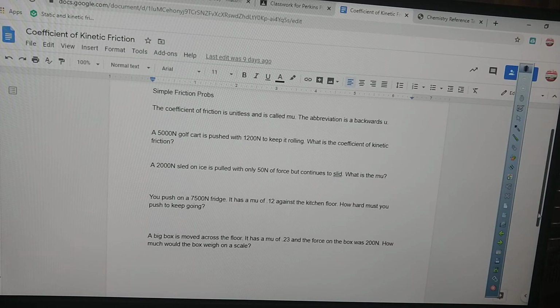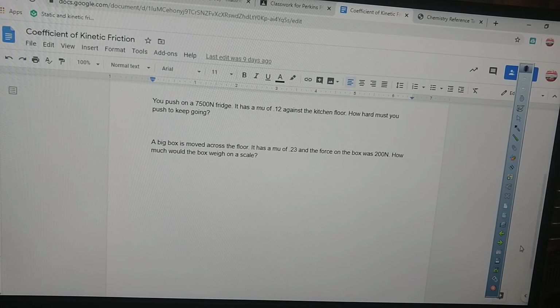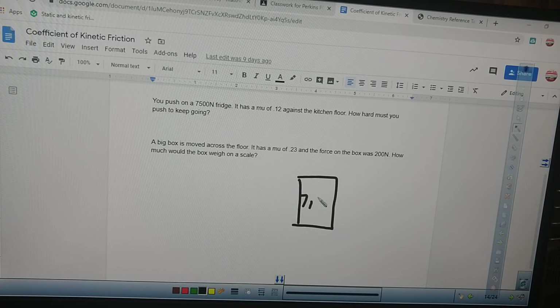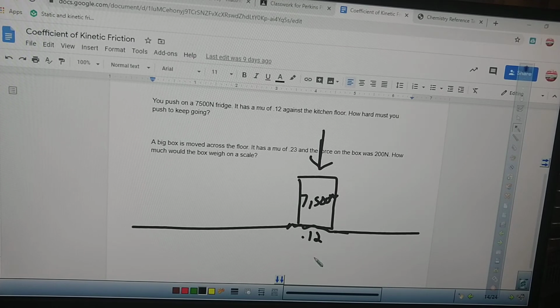Let's try this other one down here. Let's slide down. And most of you got these right, so skip forward this part of the video if you want to. You have a 7,500 Newton refrigerator. That's its weight down. It's got a mu of 0.12 against the floor. You've got to push on this thing pretty hard to get it to move. How hard would you have to push? You'd have to push with the downward force, the weight, times the mu, the frictional coefficient.